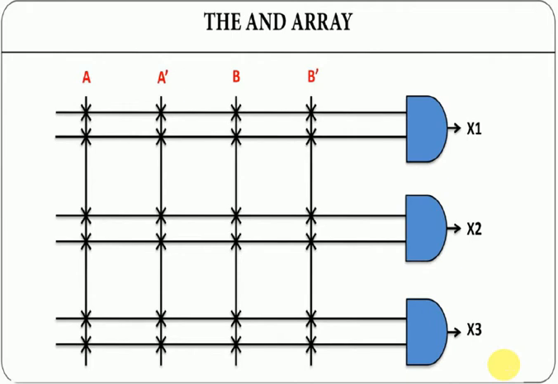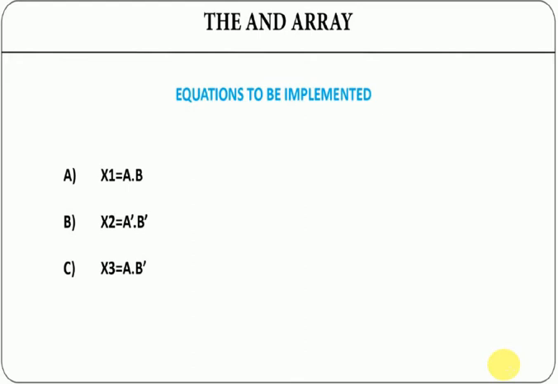Next is the AND array. AND array is a collection of AND gates. In AND array, we have more than one AND gate. These equations we want to implement by using AND array: x1 equal to a dot b, x2 equal to a bar dot b bar, x3 equal to a dot b bar.